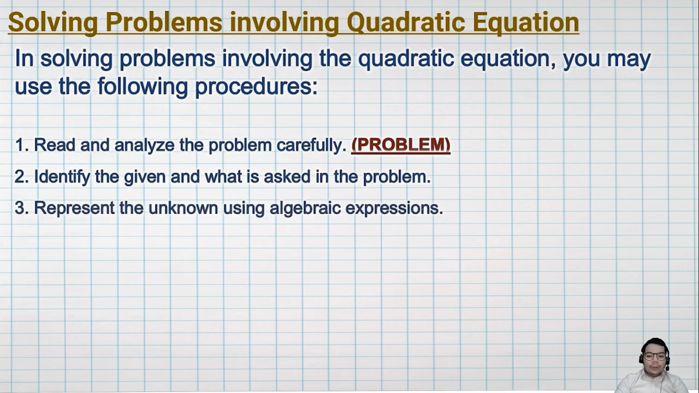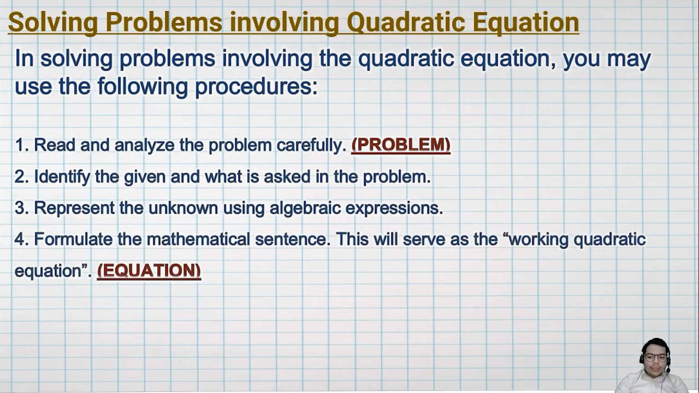Next, represent the unknown using an algebraic expression. So, in representing the algebraic expression, you can represent it with a letter or a variable that is the same as the first letter of the given para mas madaling tandaan. So, formulate the mathematical sentence. This will serve as your working quadratic equation. Yan. So, mamaya kapag tapos natin, syempre, represent yung mga variables natin, we have to create a quadratic equation para yun yung magiging formula natin sa pag-solve ng ating problem.